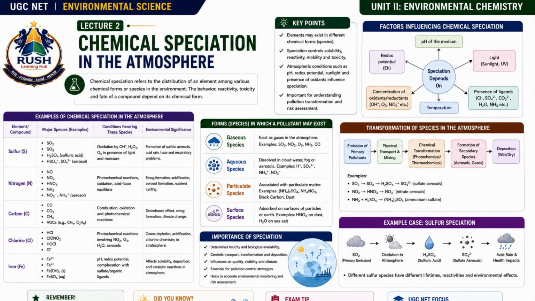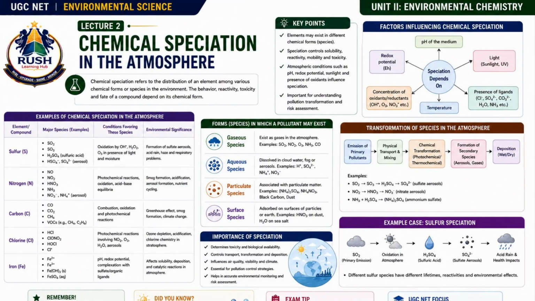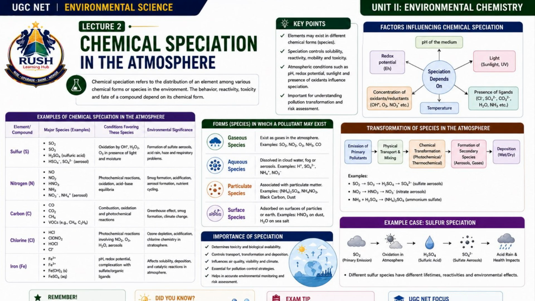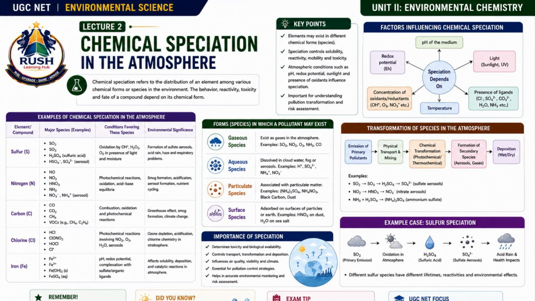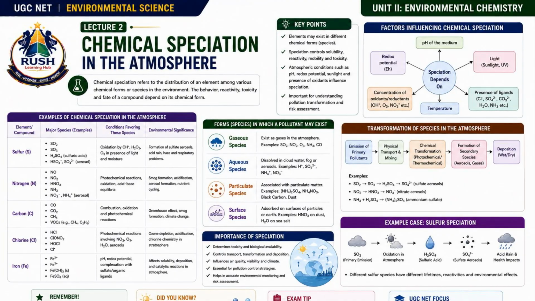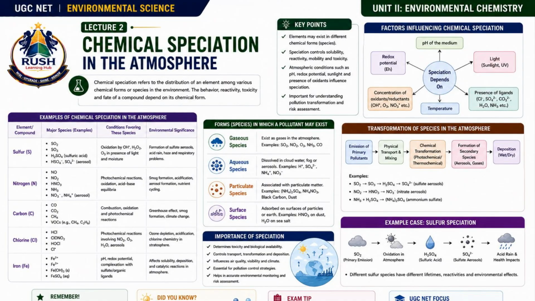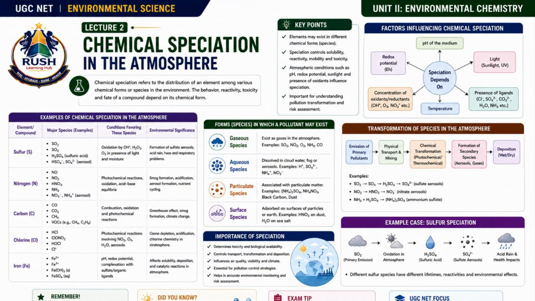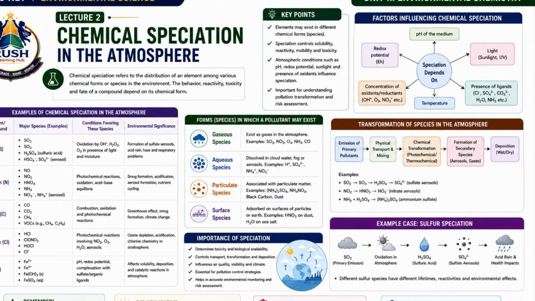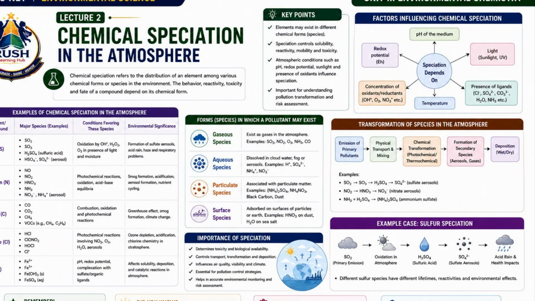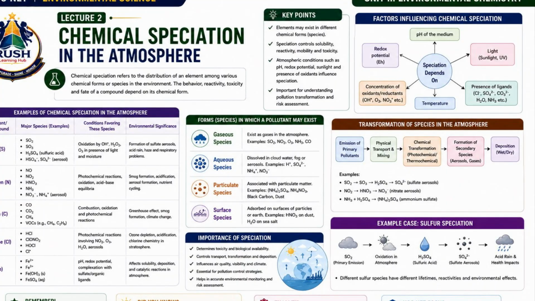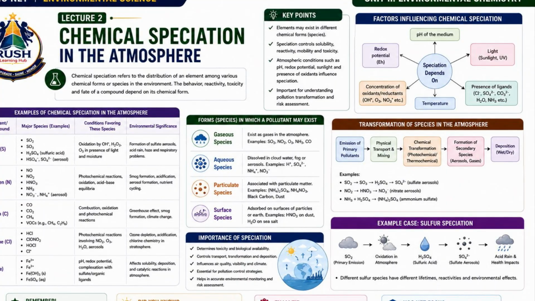Now let's examine the major forms in which pollutants may exist in the atmosphere. The first form is gaseous species. Examples include sulfur dioxide, nitrogen dioxide, ozone, ammonia, and carbon monoxide. These pollutants exist in the gas phase and participate in atmospheric reactions. The second form is aqueous species. These are dissolved in cloud water, fog, rain droplets, or atmospheric moisture. Examples include hydrogen ions, sulfate ions, nitrate ions, and ammonium ions.